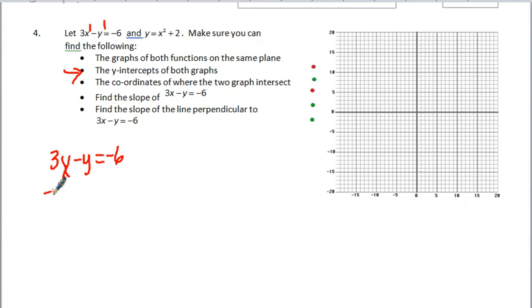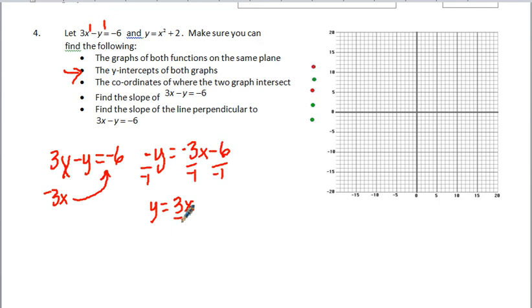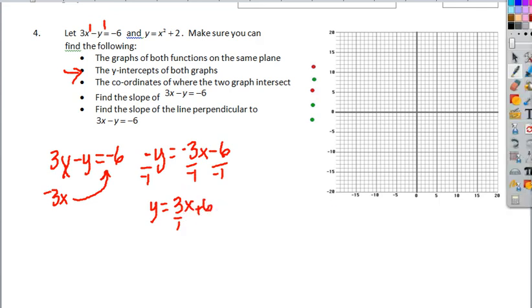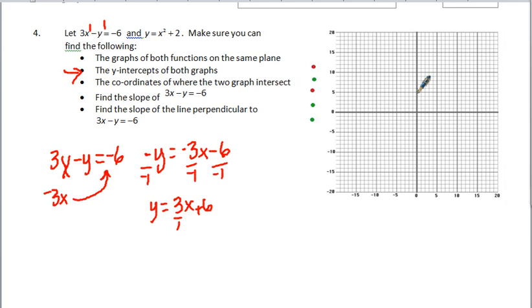So we're going to take the 3x, subtract it, and slide it up front. So negative y equals negative 3x minus 6. Divide by the negative, and you get y equals 3x over 1 for your slope, plus 6. So let's go graph that. Let me make my pen a little bit smaller. We're going to go up 6 and put a point. That's your y-intercept, and there's your slope.